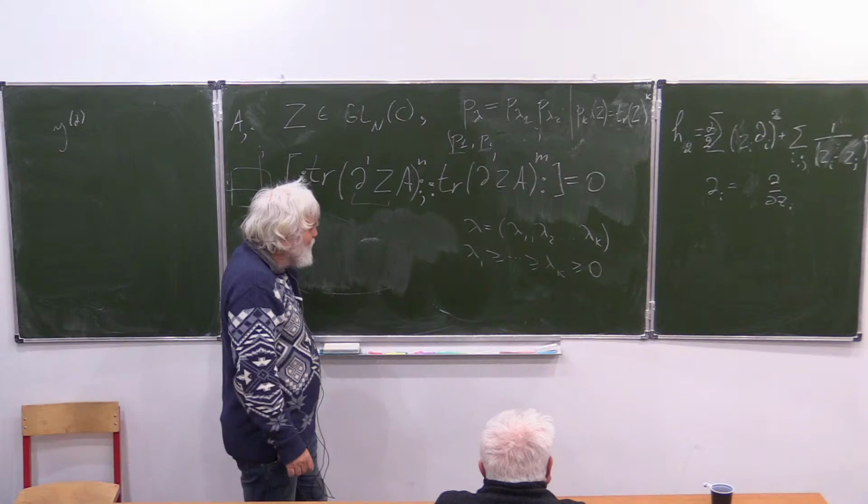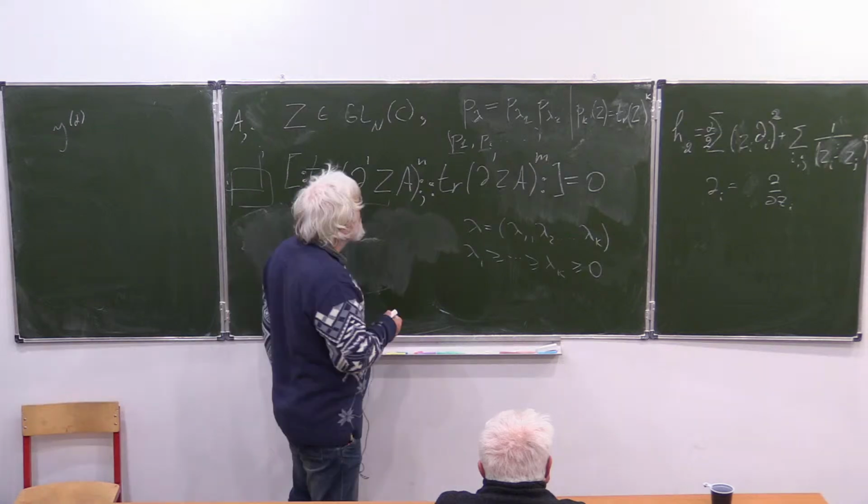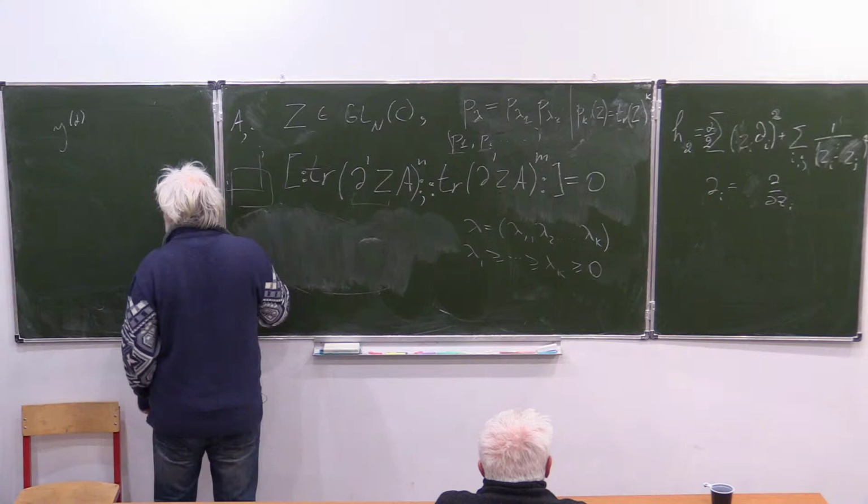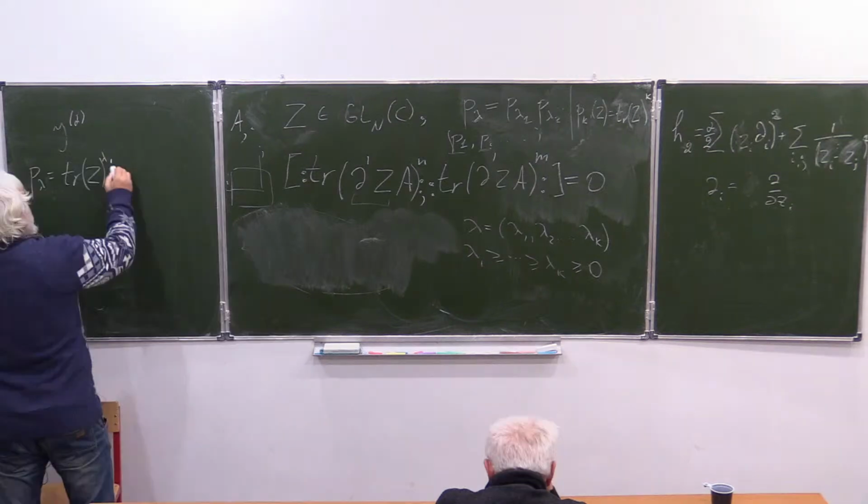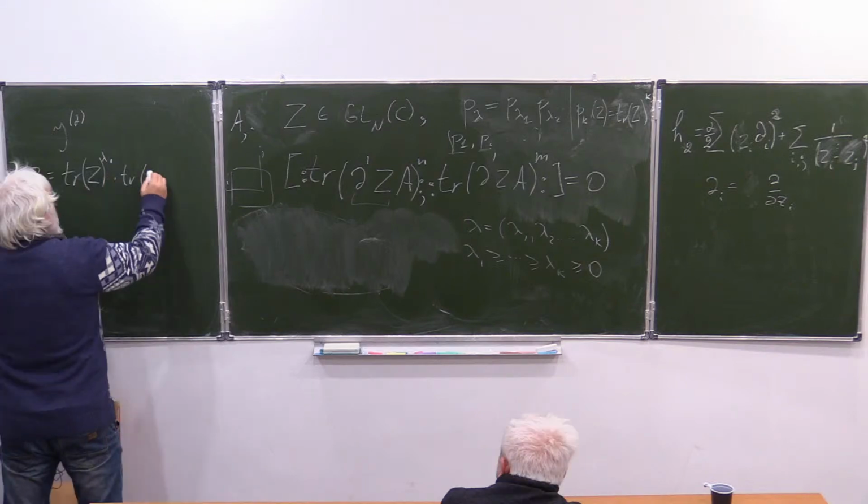A partition of what? Partition of n, probably? No, n will be unrelated to this. Partition of anything? Yes, it is a partition of anything. I want to introduce some variable. Say, p lambda will be the product of trace Z to the lambda 1, trace Z to the lambda 2, and so on.